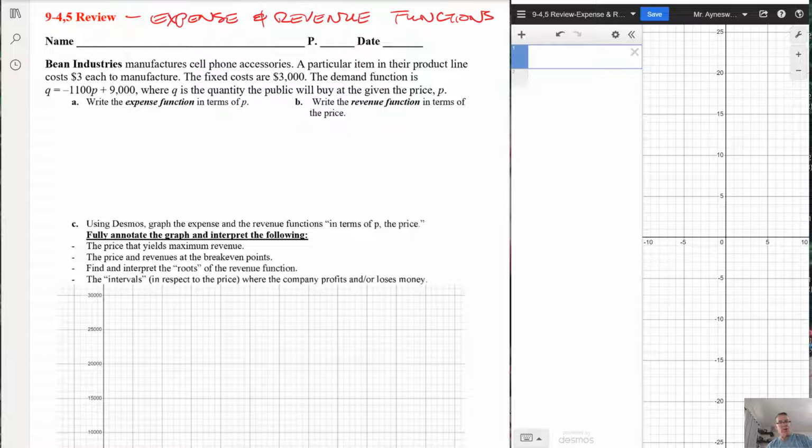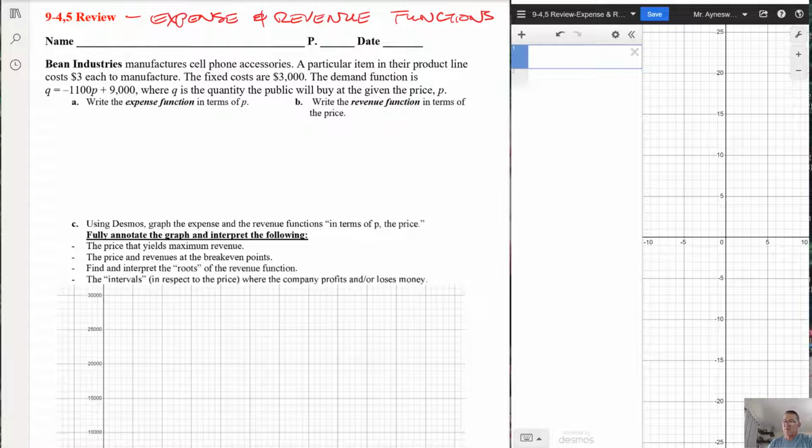And we're going to get into a cool lesson review, actually, of revenue and expense functions and how to use DESMOS to calculate all kinds of things, such as the maximum revenue and break-even points and the roots of the revenue function and what intervals of the function, or what intervals is the company profiting versus losing money. So we're going to go through all of that in a fictitious or hypothetical situation here. Okay, so let's get right into it.